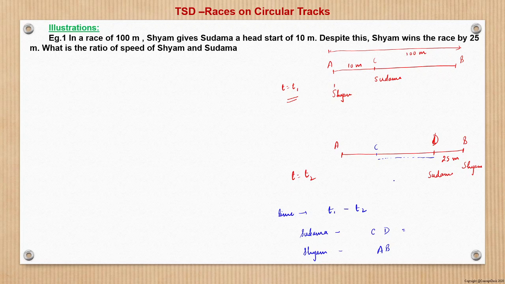Now what is CD? This is 10 meter. This is 25 meter. So this becomes 100 minus 10 minus 25, which is 65 meter. And AB is 100 meters. So this is 65 meters, this is 100 meters, right?